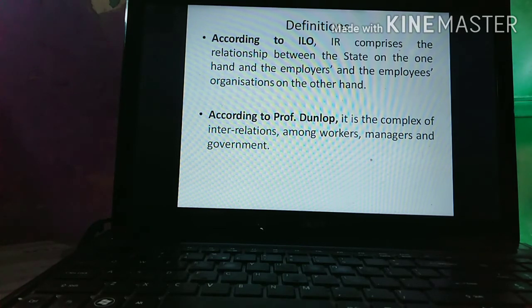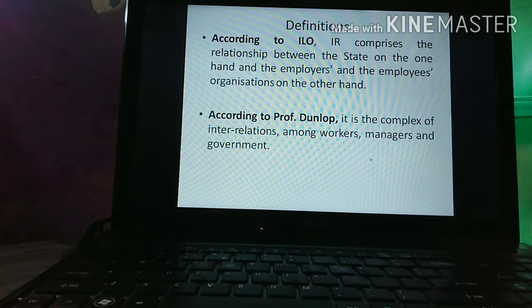The reason behind this is that there are many issues and problems in organizations which occur between the employer and the employees, like demands for an increase in salary or wages, organizing training and development programs for the employees, payment of bonus, and compensation amounts.